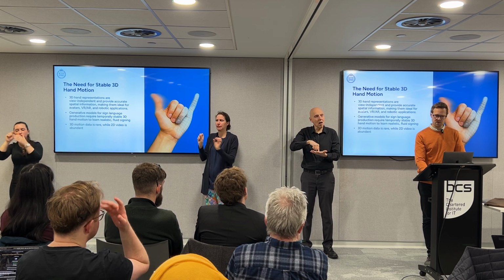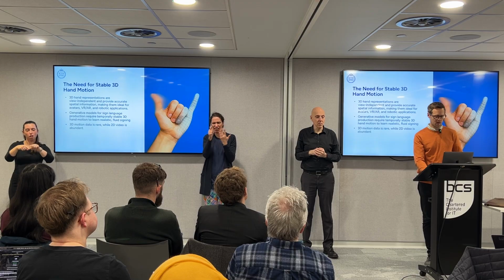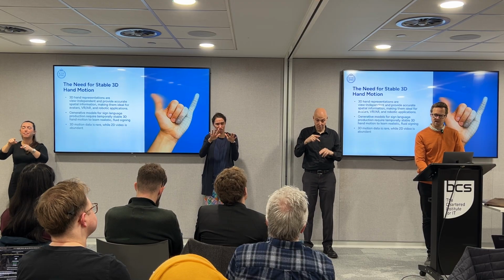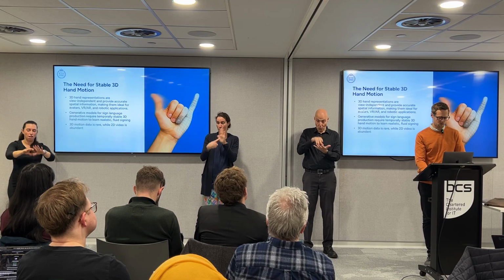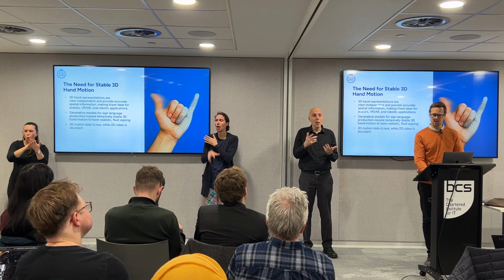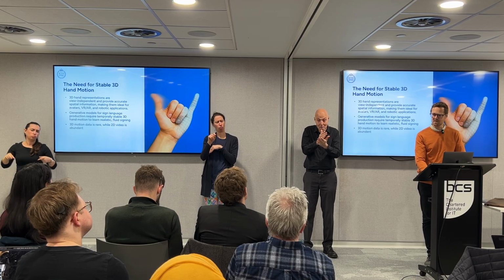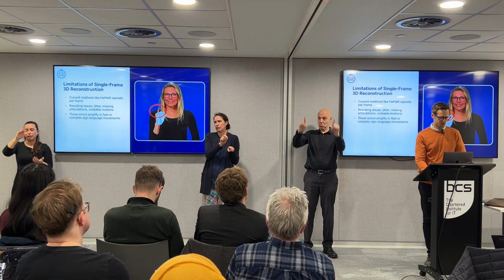But when we train generative models, if we have unstable sequences with a lot of flickering and things like that, it tends to get very confusing for the models, and it's hard to learn. But this 3D motion data is very rare. I mean, most of the data sets you've seen today is 2D. So what do we do about this?